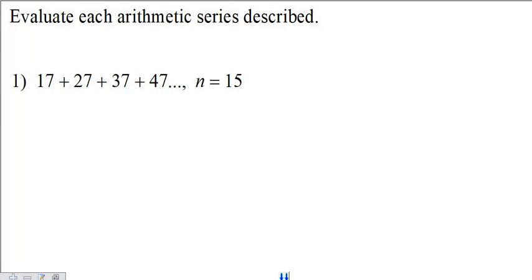One thing that you may notice that is different between the arithmetic series and the arithmetic sequences that we looked at previously is that in a sequence, the numbers are separated by a comma because it's a list. But in a series, we are actually trying to find the sum of that list.